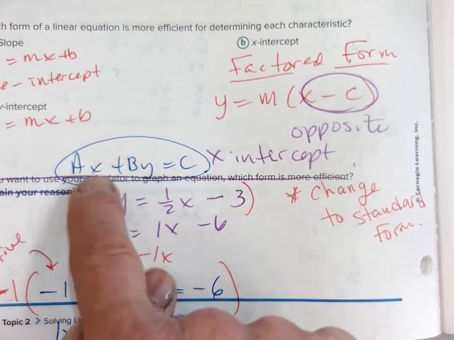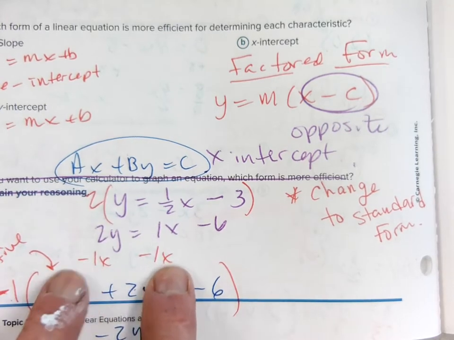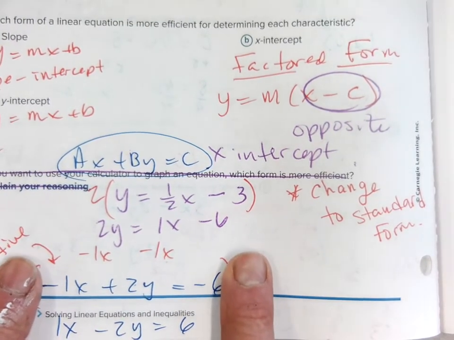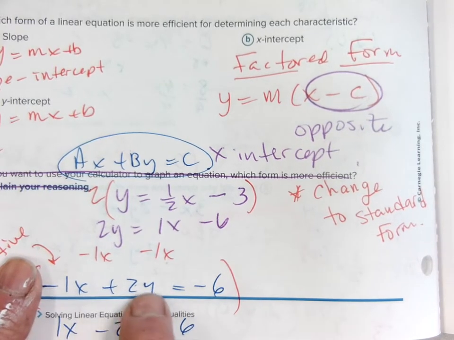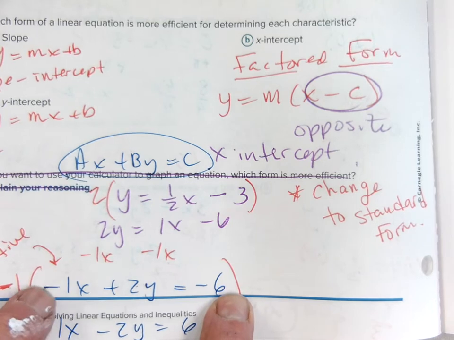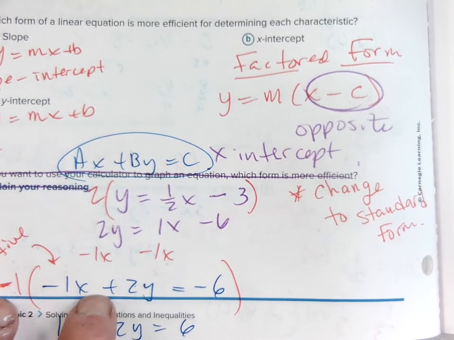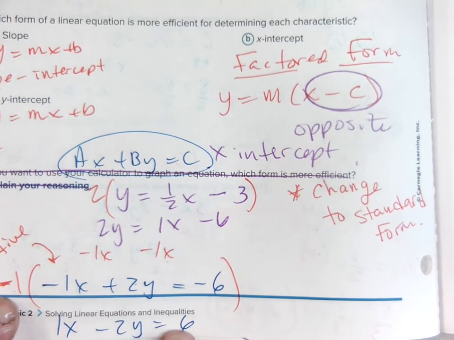Now I need the x over here, so I subtracted 1x from both sides. Then I have negative 1x plus 2y, which I can't add or subtract, equals negative 6. And finally, I should have a positive value here, so I multiply through by negative 1, which gives me a positive 1x, negative 2y equals 6. And that's what I had.